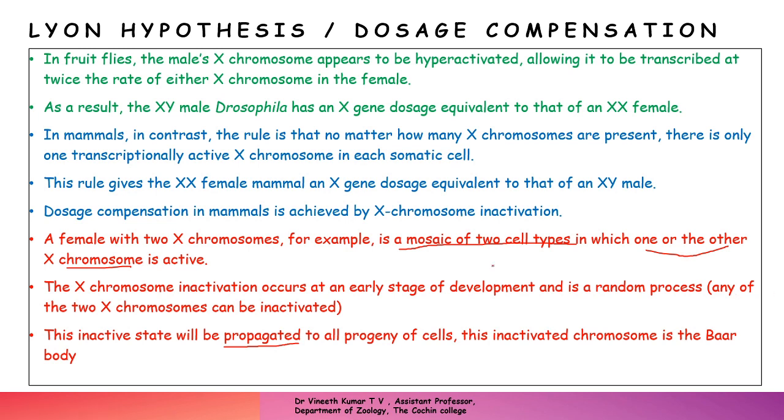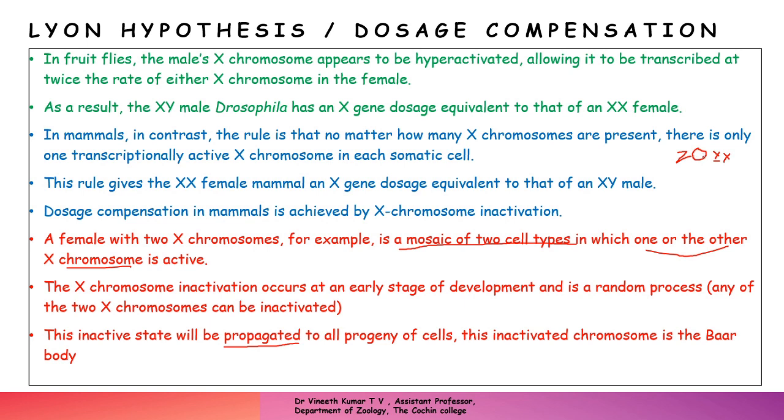So what we are going to see here is, I'm going to take a zygote. This is a zygote where both the X chromosomes are active. In this, both the X chromosomes are active, in the sense that one of the X chromosomes is from... So consider this as a zygote.